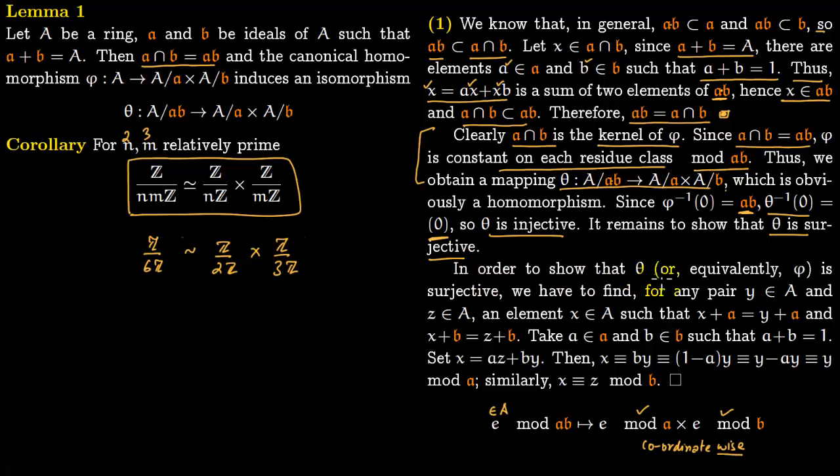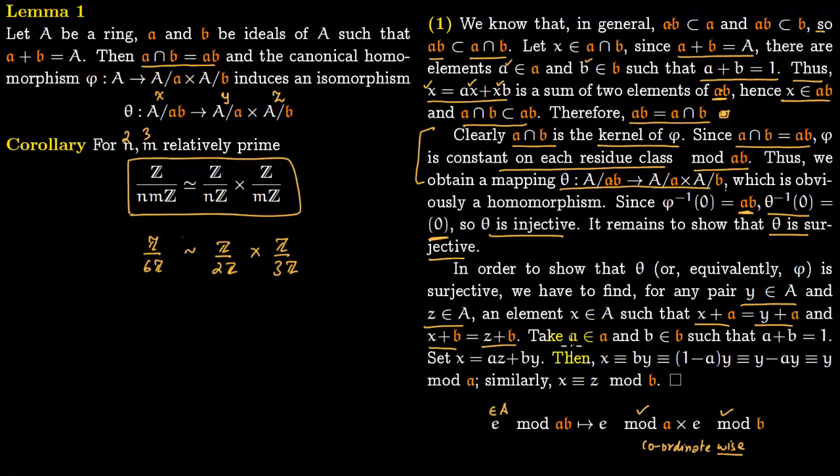In order to show that theta, or equivalently varphi or phi, is surjective, we have to take any pair, say y in the ring and z in the ring. We have to find some x so that x plus A is y plus A, and x plus B is z plus B. So this relation corresponds to this, and this relationship corresponds to this. So for the pair y, z we need to find an x so as to prove it is surjective.